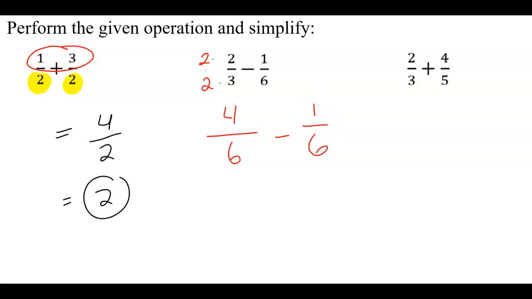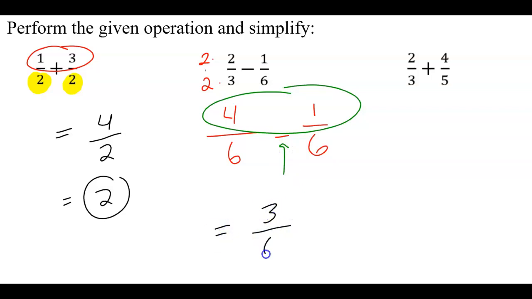Once we have our common denominator, we just add or subtract across the top. In this case, we are subtracting. So 4 minus 1 would be 3 over the common denominator of 6. And then always reduce your answer. 3/6 would be 1/2.